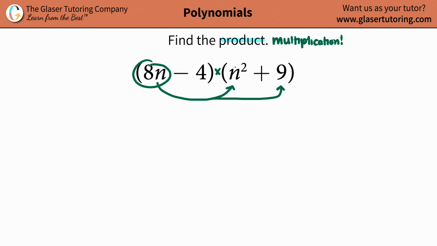We're going to take our 8n and multiply it by n squared. Now I just have an 8. There's no number here. There's secretly a 1. So 8 times 1 is just an 8. Now worry about your variables. So I'm multiplying an n with an n squared. What's that property that we need to abide by when we are multiplying variables? The property is right here.